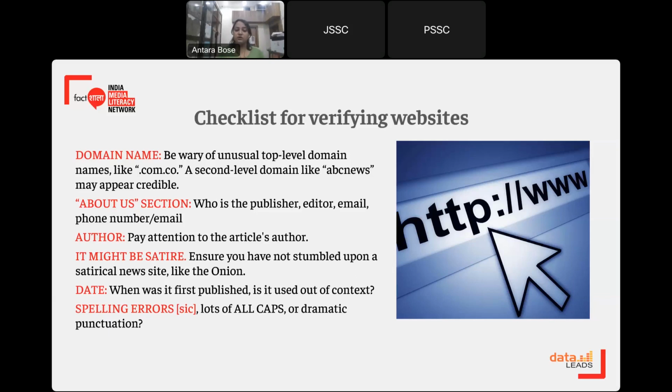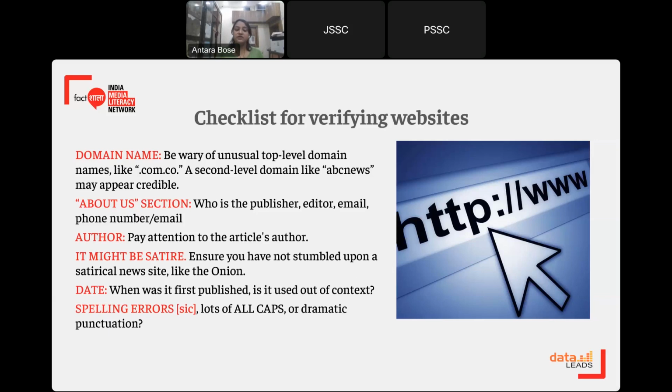Of course, go to the author and pay attention to the article's author. It might be satire also. There are websites called Faking News, Foxy News, and they will be very near to news-like websites, but people fall for it because they are satire. They are harmless, but those are not true. So you may also be falling for it.